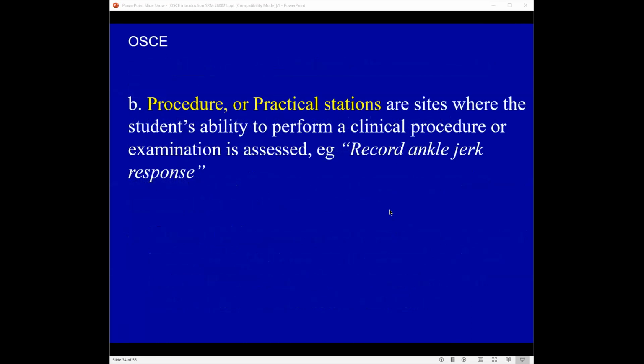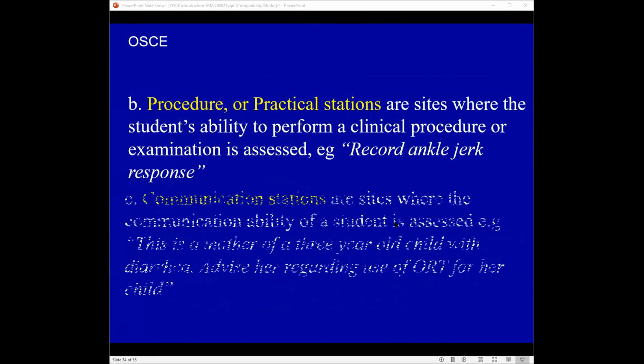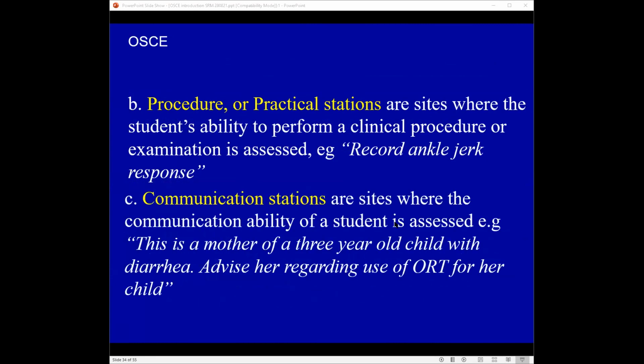That's an actual procedure. Here is a patient. Please perform the ankle jerk on him and interpret the response correctly. Something like that. There could be a communication station where we say, this is a mother of a 3-year-old child with diarrhea. Advise her regarding the use of oral rehydration therapy for her child. Now we are assessing how that student will actually communicate and counsel.